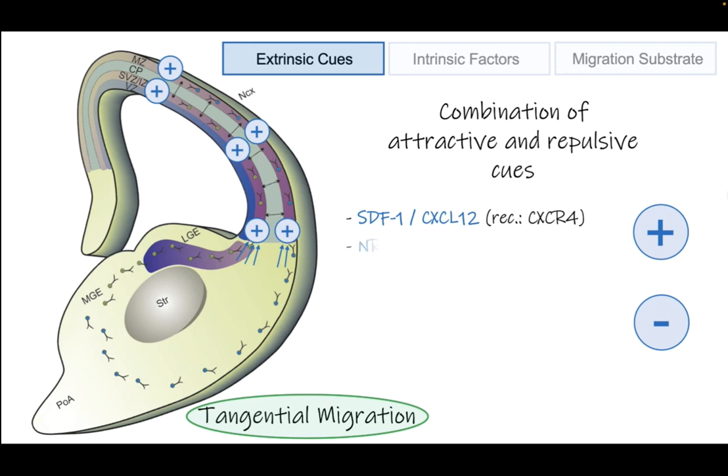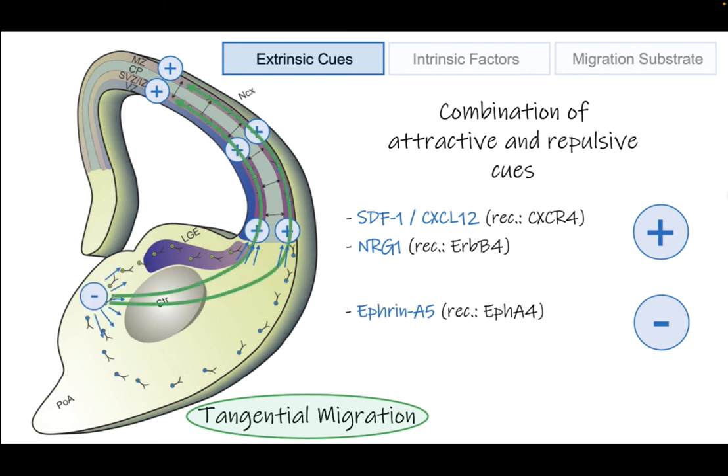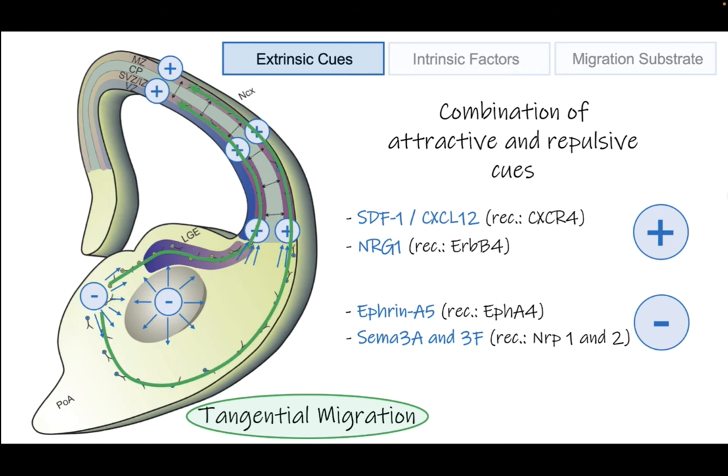Neuregulin 1, with its receptor ERBB4, is another such chemoattractant. At the other end, the ganglionic eminence secretes the chemorepulsive cue ephrin A5, which initiates the interneuron migration. While these cues already provide the right direction, there is another repulsive signal coming from the developing striatum, semaphorin 3A and 3F. It prevents the neuropilin-expressing cortical interneurons from migrating into the striatum and thus helps confine them to distinct tangential streams.